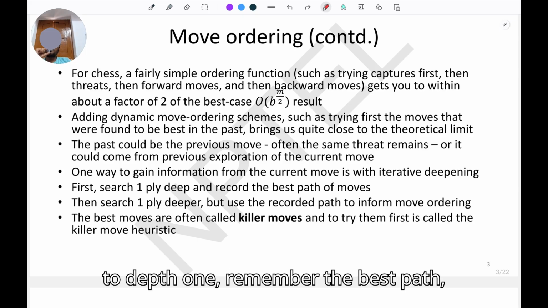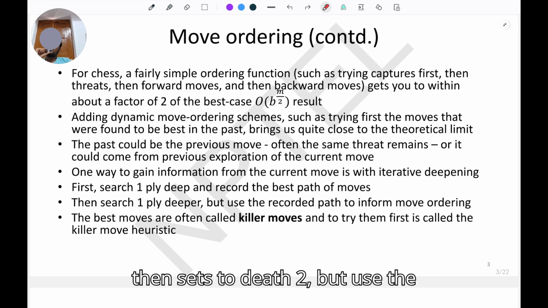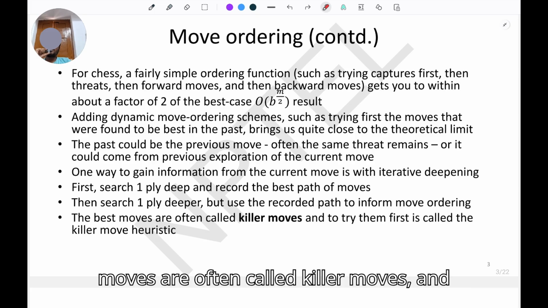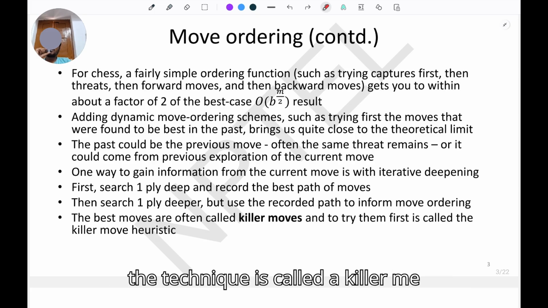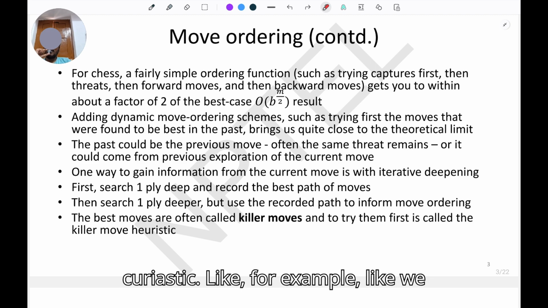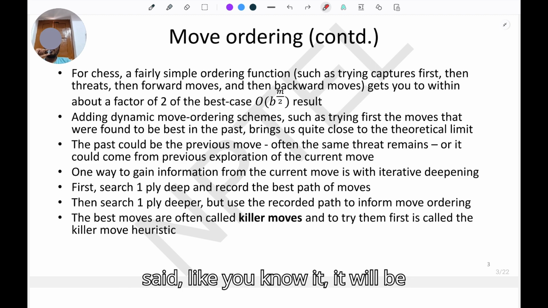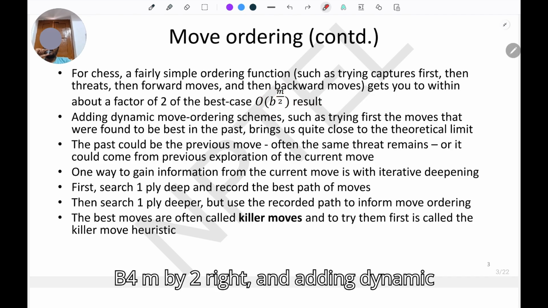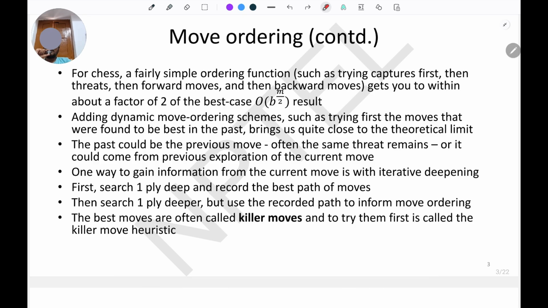First search to depth 1, remember the best path, then search to depth 2, but use the remembered path to order moves. Strong moves are often called killer moves, and the technique is called the killer move heuristic. It will become big O of b to the m by 2, right? And adding dynamic moves.